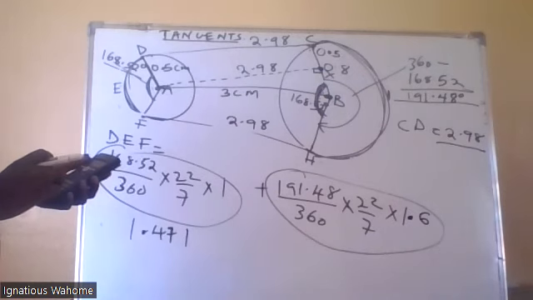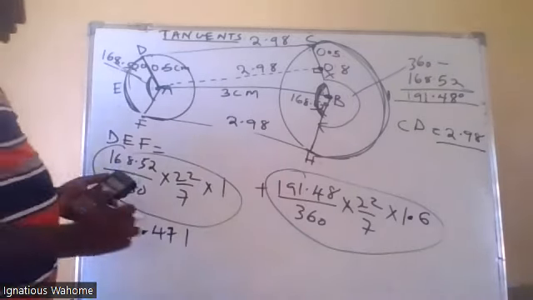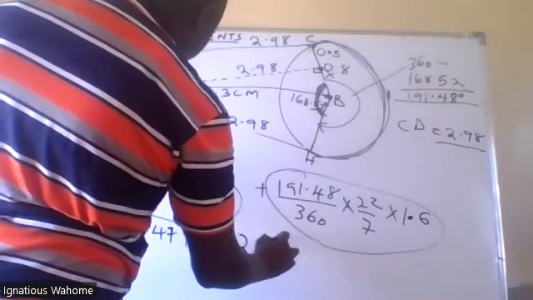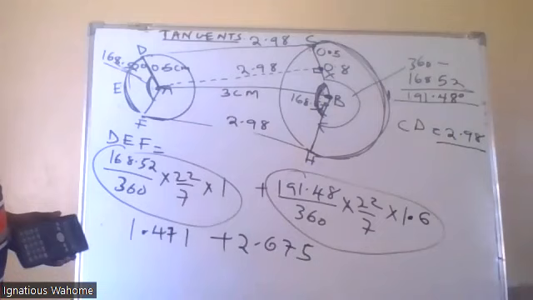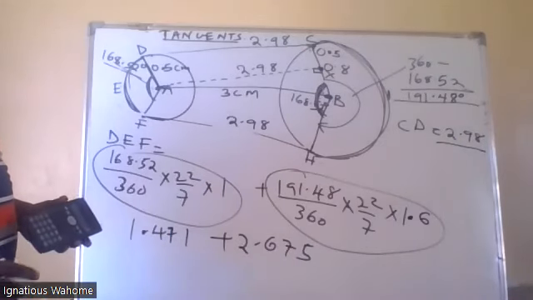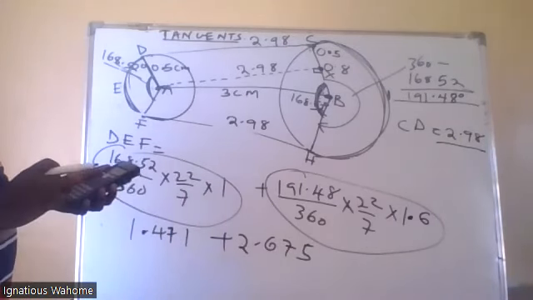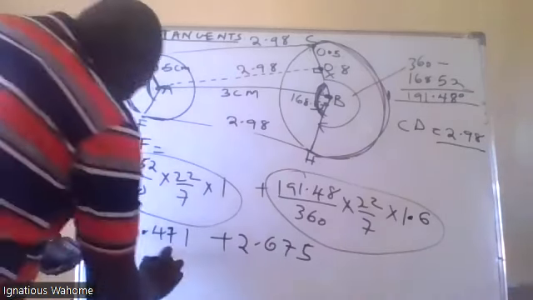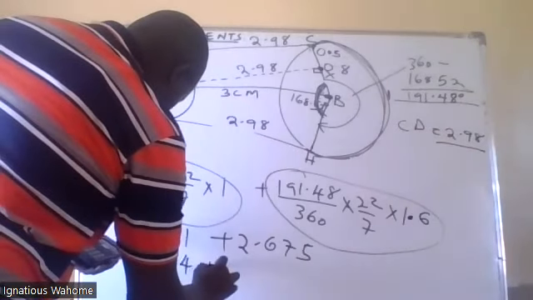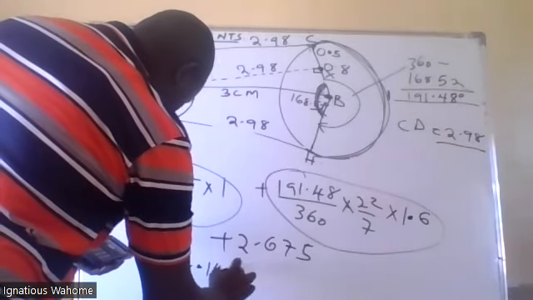141.4 divided by 360 times 22/7 times 1.6. You get 2.675. Are you getting what I'm getting? Yes. So then add to 1.471. This answer comes to 4.146.